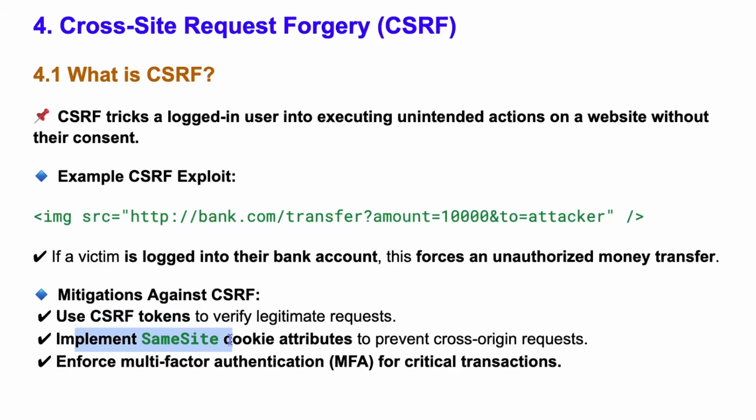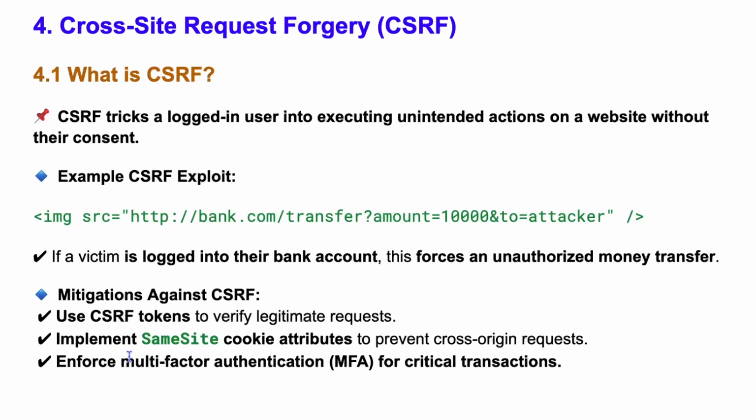Then there's implementing SameSite cookie attributes to prevent cross-origin requests, meaning that it can only be done through the same website that you're on, right? Things cannot be done to an external location. That could be a thing that can be done. SameSite cookie attributes could potentially be useful. And this all falls under the context of cross-site request forgery.